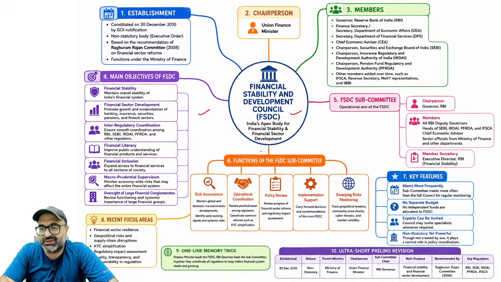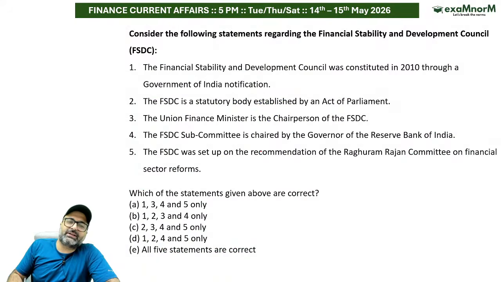It's quite obvious. Done? Let's solve the question. The question says the Financial Stability and Development Council was constituted in 2010 through a Government of India notification.